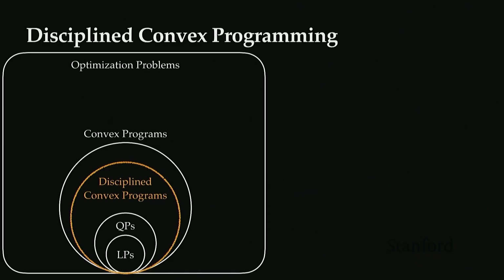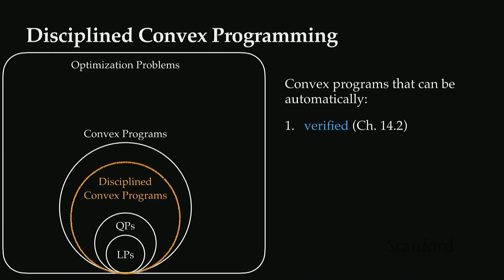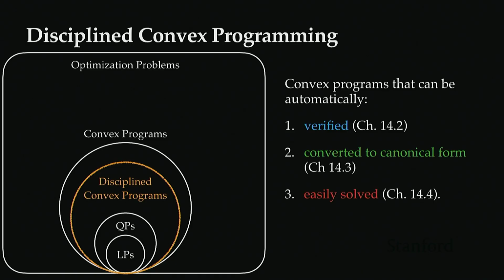What we're going to talk about today is a subclass of convex programs called disciplined convex programs. These are programs that can be automatically verified, which is the subject of 14.2 on how that's done, converted to a canonical form, and then easily solved. What's really nice about this class of programs is that if you can show that you fit into this class, it's very easy to come up with a solution using disciplined convex program methods and solvers.